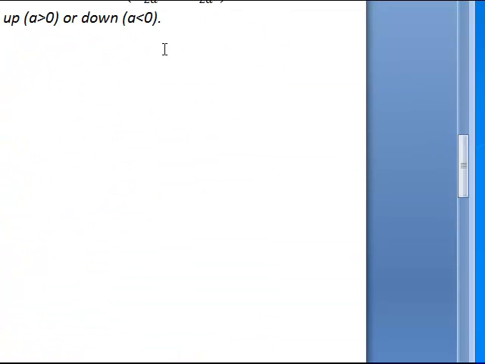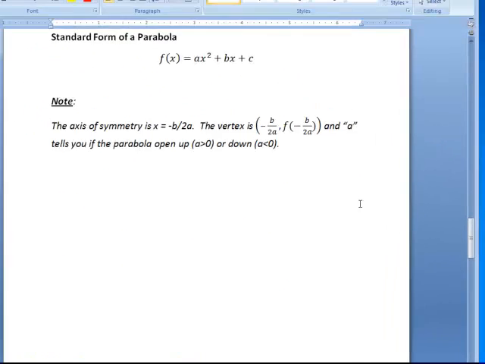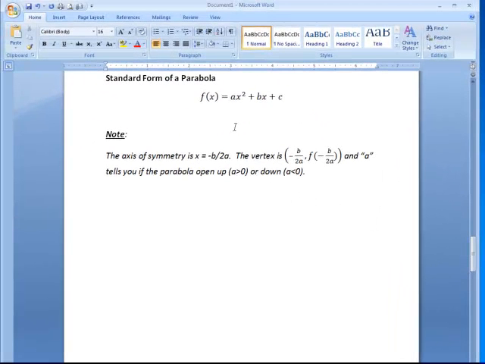Now, along with the vertex form is something called the standard form of a parabola, which is f of x equals ax squared plus bx plus c. You should recognize the ax squared plus bx plus c. That's what we talked about already when we talked about quadratic equations.